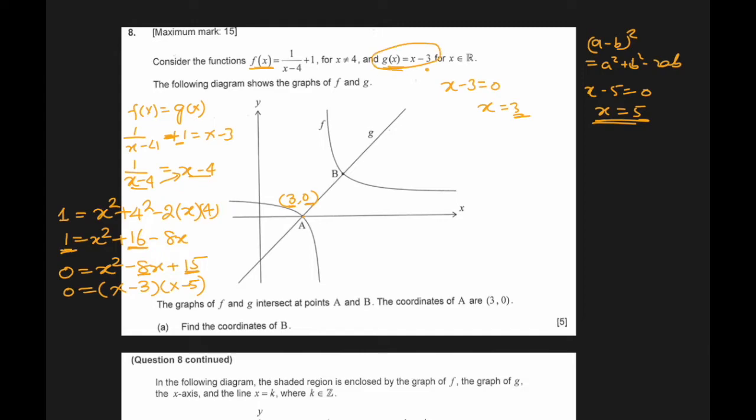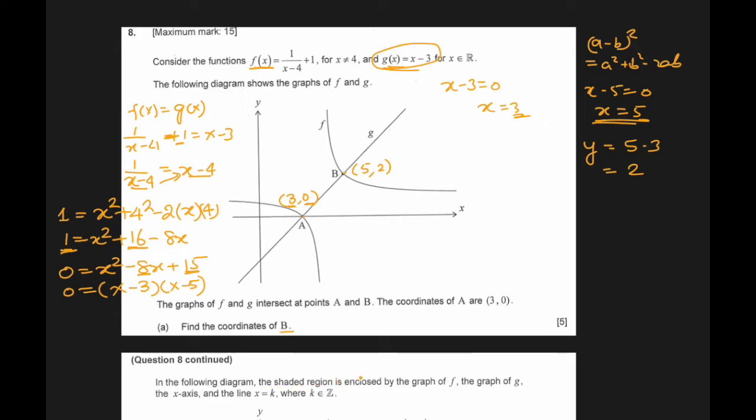Yeah, it is just y equal to x minus 3. So y equal to 5 minus 3. When x is 5, what will be y? 2. So the coordinates of B come out to be 5 as the x coordinate and 2 as the y coordinate, and they said find the coordinates of B. We found them. Second part.